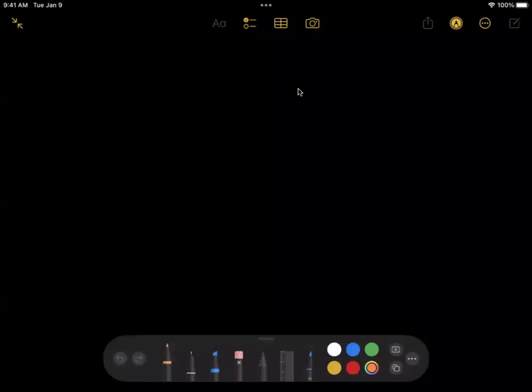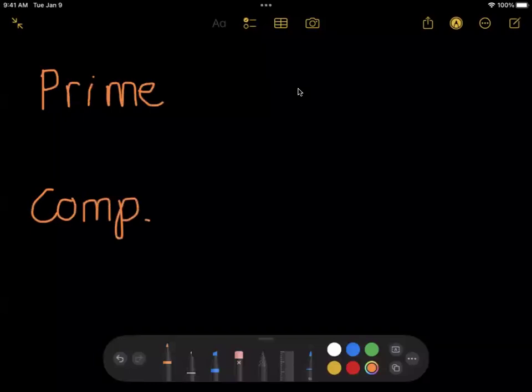So let's first talk about what a prime number is. I'm going to write that here, prime, and then composite numbers I'm going to put right here, but I'm going to abbreviate it just as comp. Okay, so prime numbers are numbers where the only way we can multiply to get that number is to multiply one and the number itself. So for example, a prime number might be 19 because the only way to multiply to get 19 is to do 1 times 19 or 19 times 1. Those are the only factors of 19.